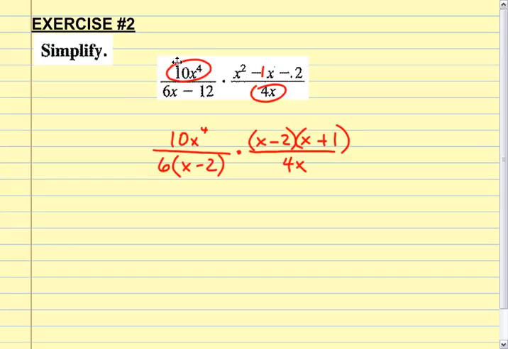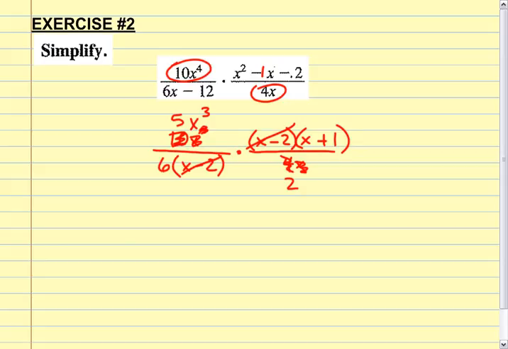Grayson, did it ask me to state the restrictions? No. Good, so I don't have to worry about that. Now I can go ahead and cancel these x minus 2's. That's easy. I can cancel this 4, 2 goes into it. With the 10, 2 goes into that, so I get 5. I can also cancel this x here with one of the 4 on the numerator there, so this turns into x cubed now.